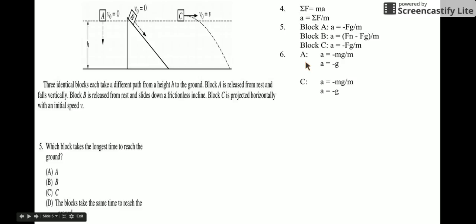So for block A, we'd say acceleration equals mass times gravity, the force of gravity, divided by the mass, and we get acceleration equals negative g, negative gravity, which is basically just gravity acting downward, which it does normally on Earth. For block C, acceleration equals, again, mass times gravity divided by mass. Then we cancel out the masses, get acceleration equals negative gravity.